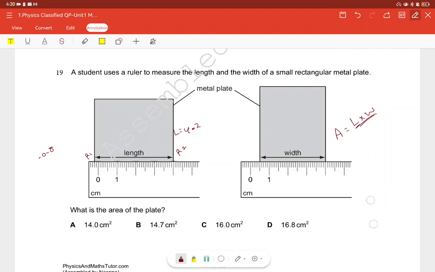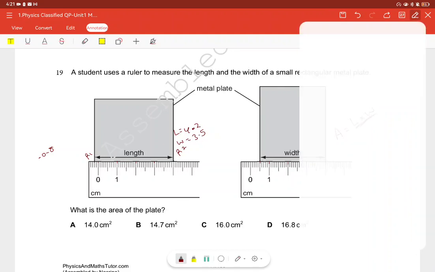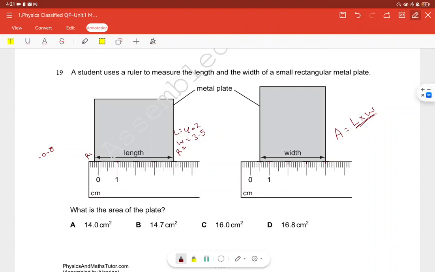Width, start from here. 1 here, 2, 3, 3.5. And the width is equal to 3.5. Let's multiply those to get the answer. 4.2 times 3.5 is equal to 14.7, which is number B.